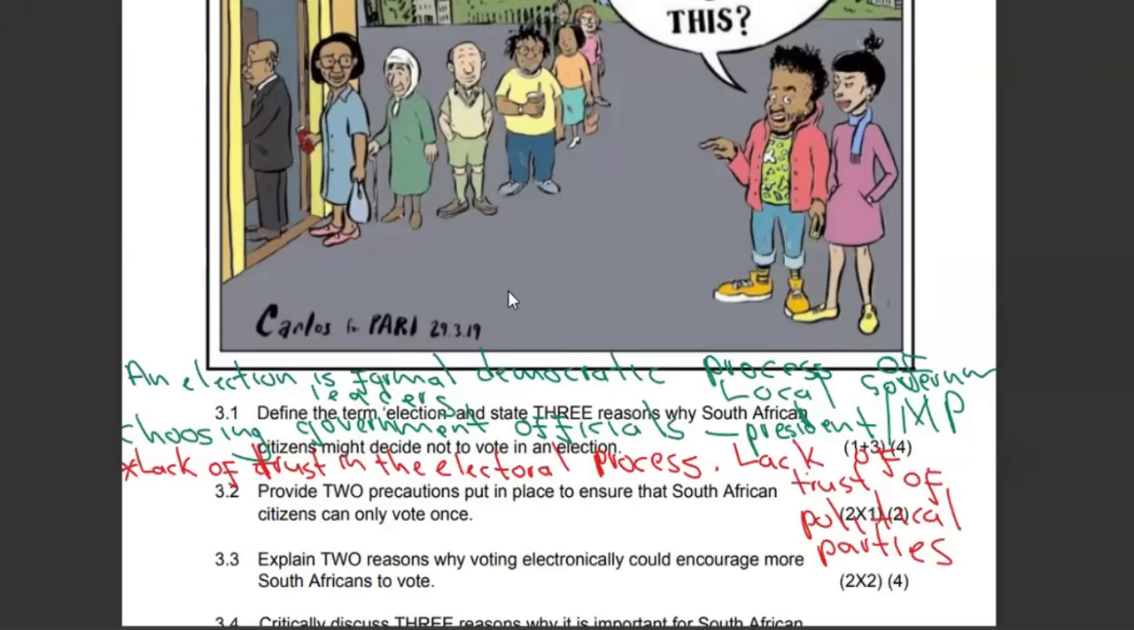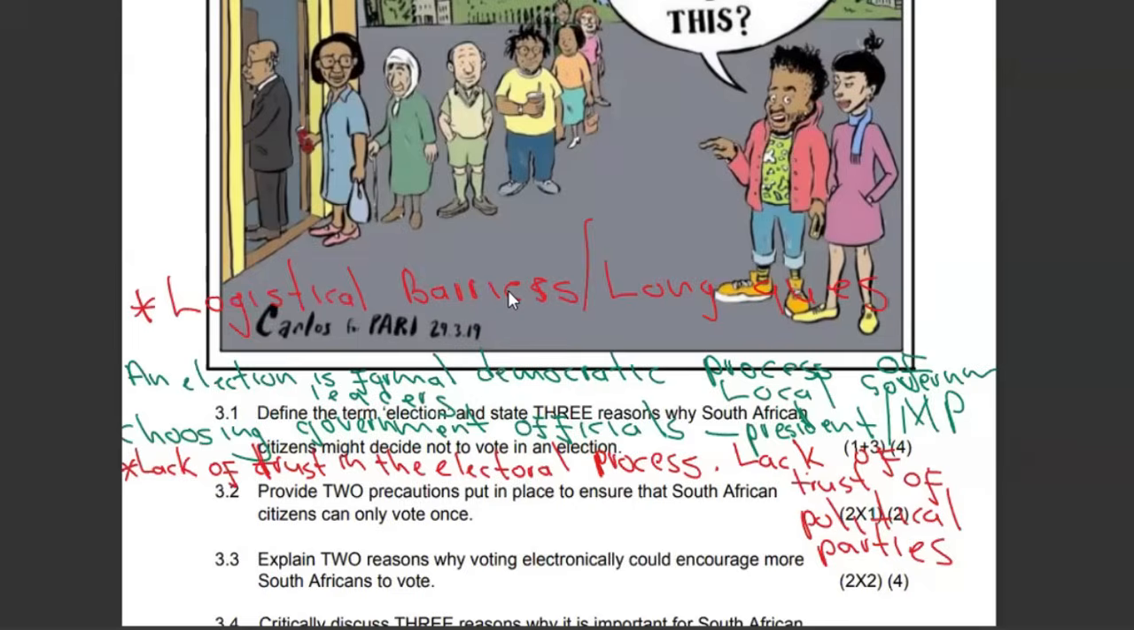Then we also have logistical barriers. So you find that at times people might decide to stay away from elections because of logistical barriers. Barriers that include transport, long queues. So there are some people who would rather stay at home than spend a day in a queue waiting to vote.